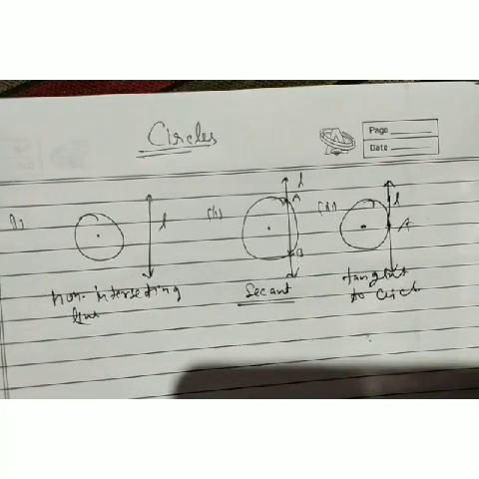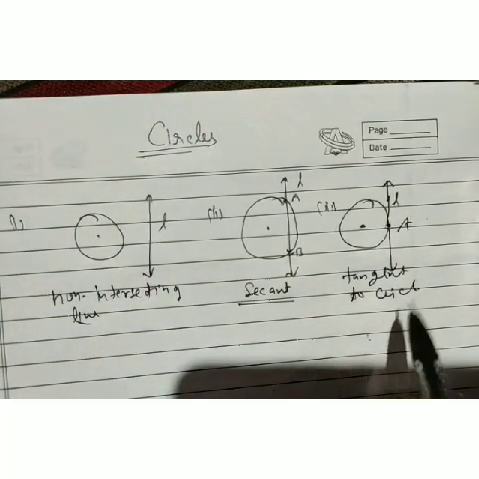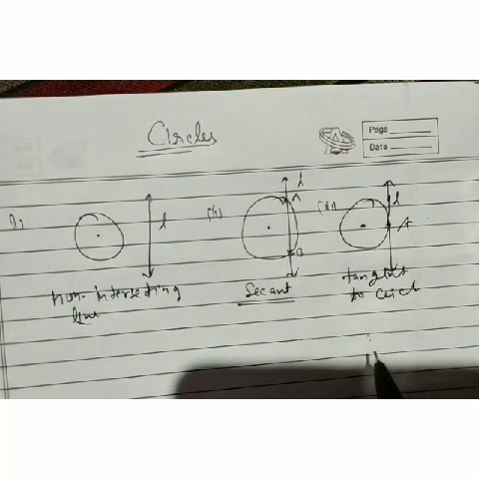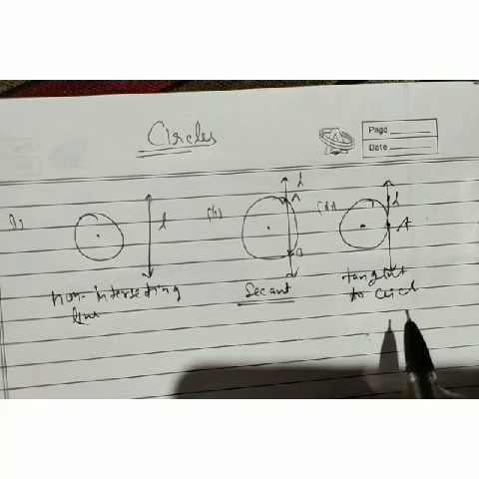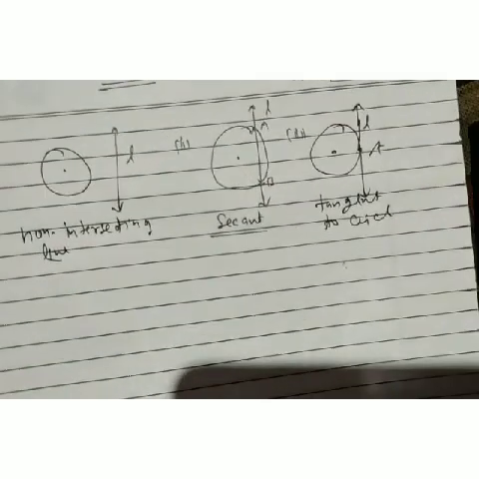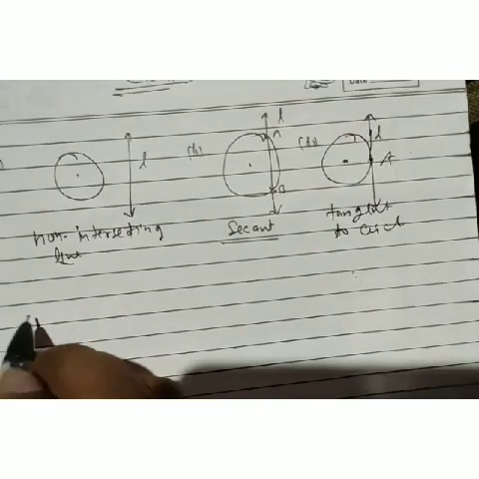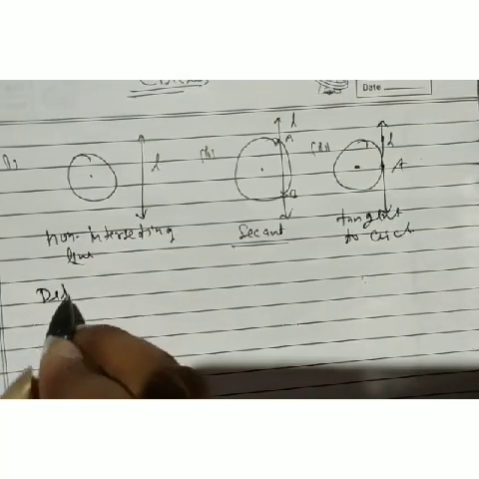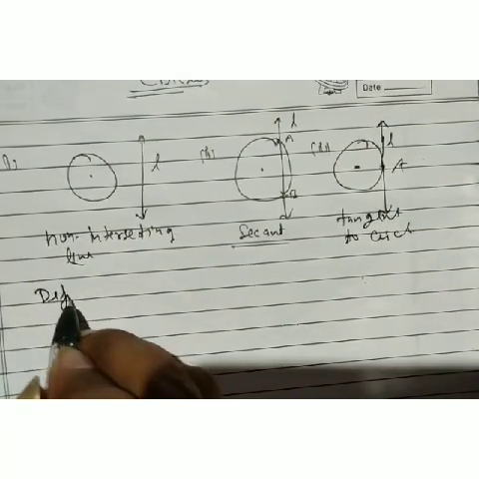Actually, in this part of our circle section, all the concepts are about the tangent to a circle. Now, first of all, we are able to define the tangent. If somebody asks you what is the definition of tangent, then how can you define it?